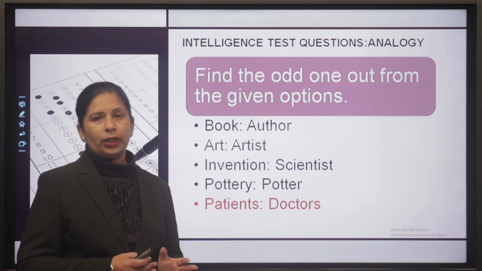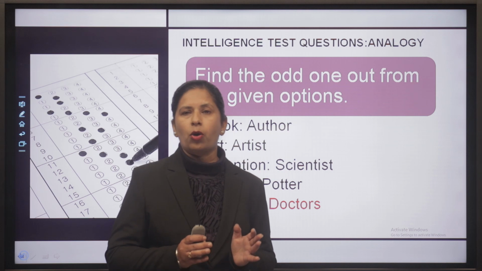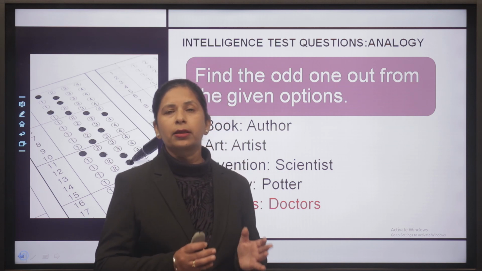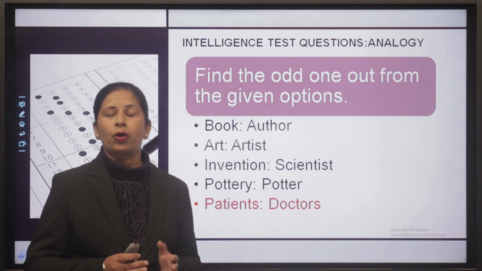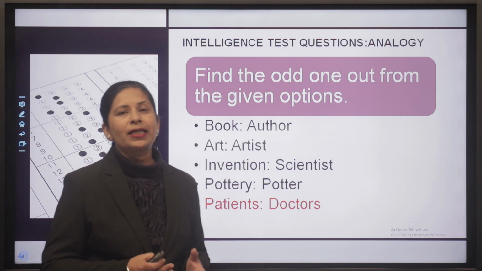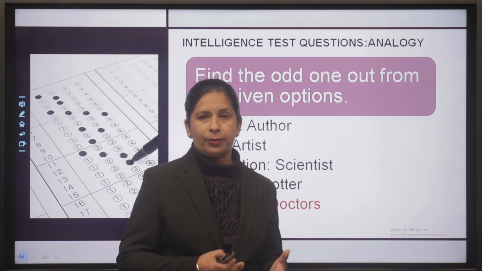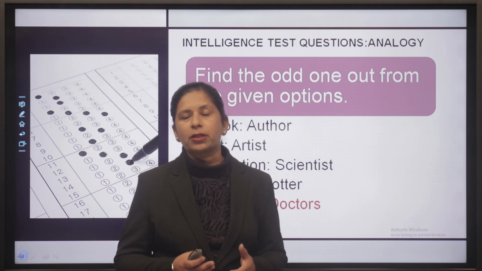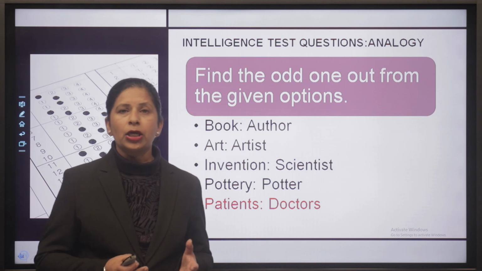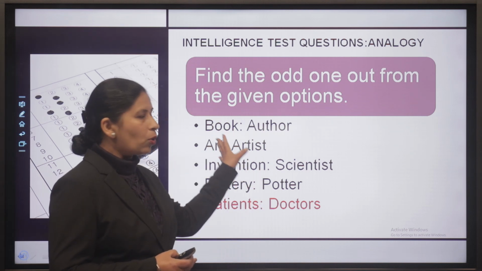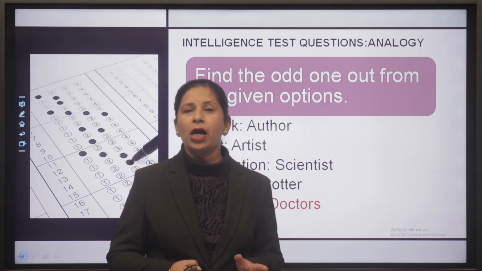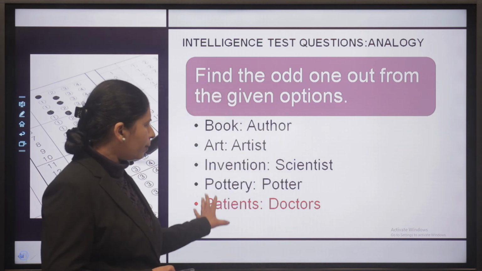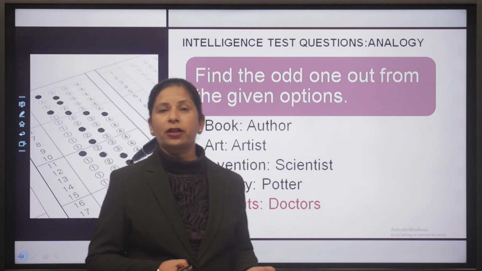So you all know who is an author. An author is a person who writes books. An artist is a person who creates art. A scientist is a person who invents something. A potter is a person who works on pottery. So when we are looking at all these options, we find that one of these options is dissimilar. One of these options is not following the basic pattern that is in the other four.